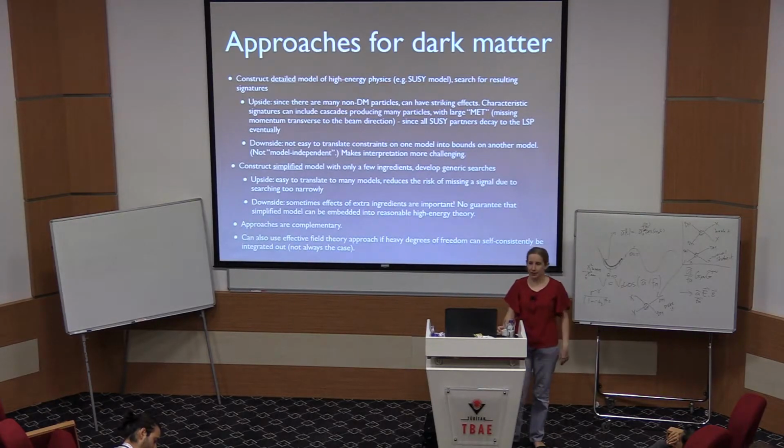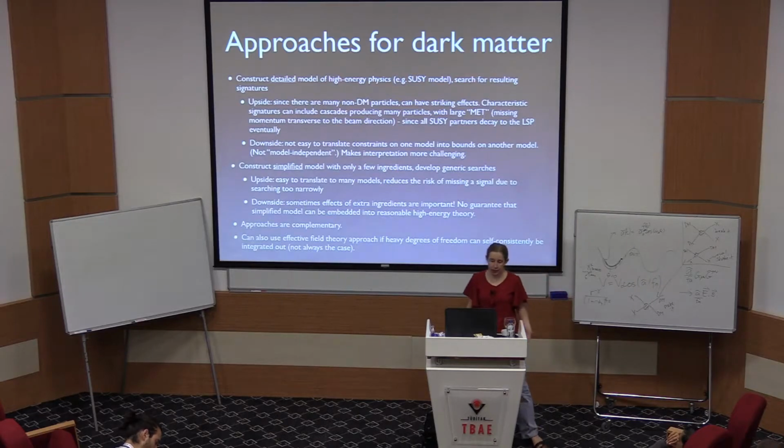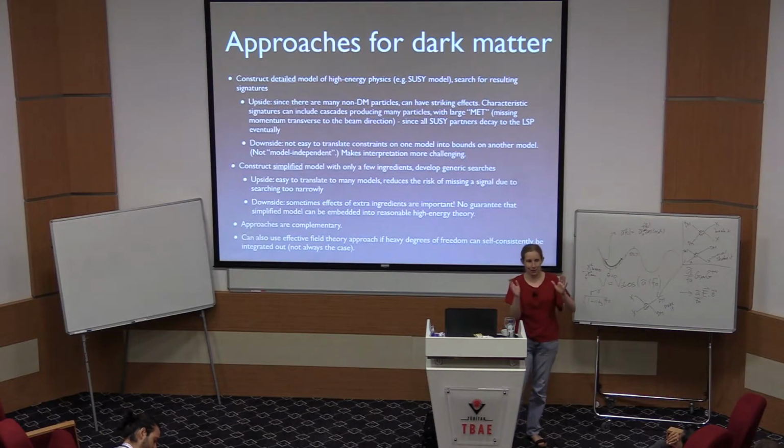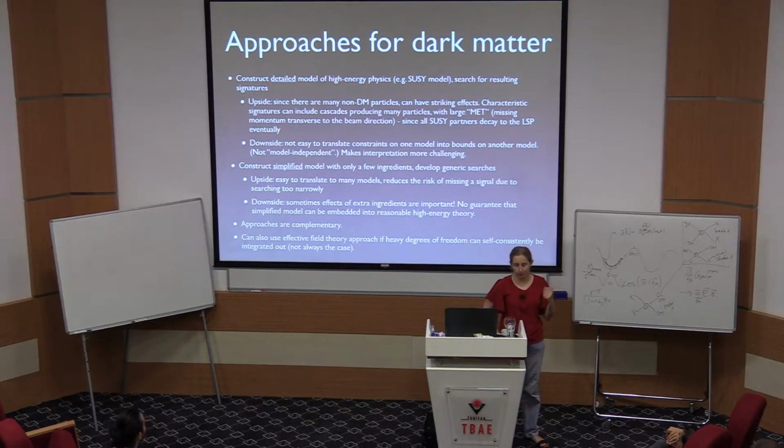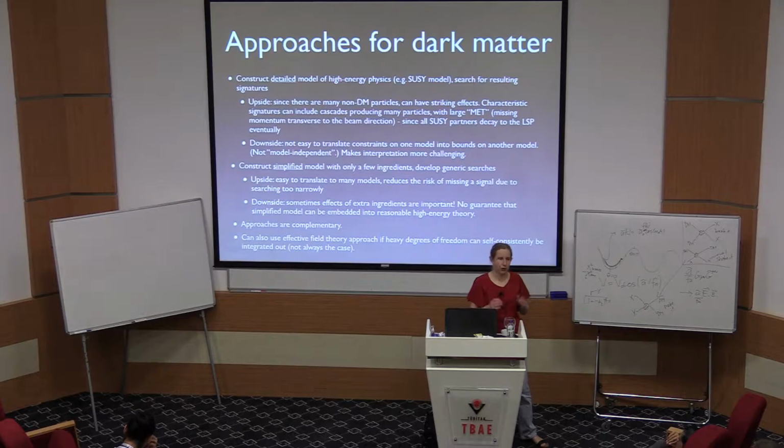So in response to this, there's been a lot of work done in recent years to construct what people call simplified models with only a few ingredients. So for example, you might say, suppose I have dark matter, and I suppose I have a mediator, and I can scan over the space of the dark matter mass and the mediator mass, and the coupling between the two. And just write down the tree level diagrams that I can draw with only those particles and use that to figure out what signatures I can look for.